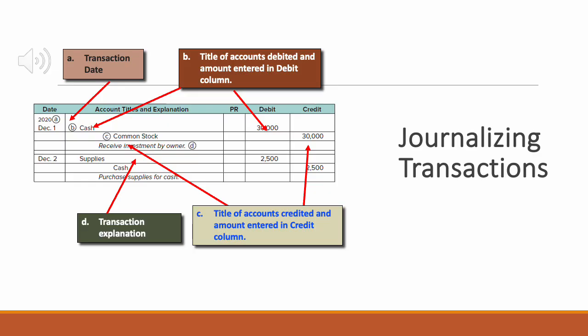Debits are always listed first in the journal, followed by credits that are slightly indented below the debits. The dollar amount is placed in the appropriate debit or credit column. In this case, the cash account was debited for $30,000, so we place that amount in the debit column.